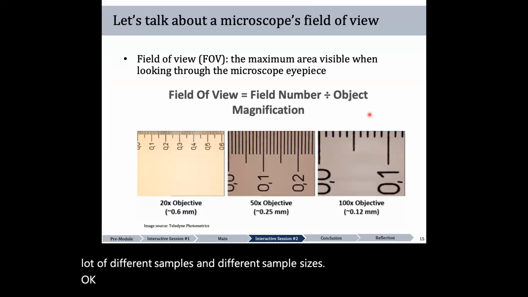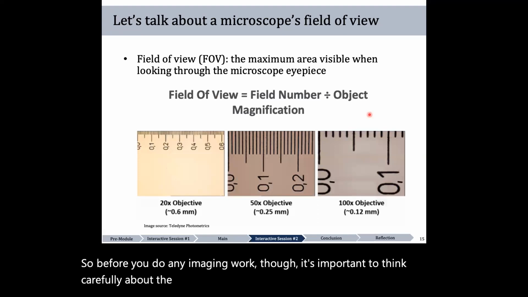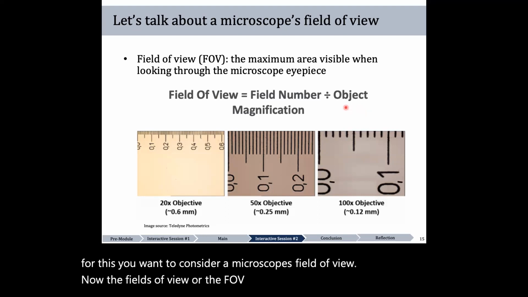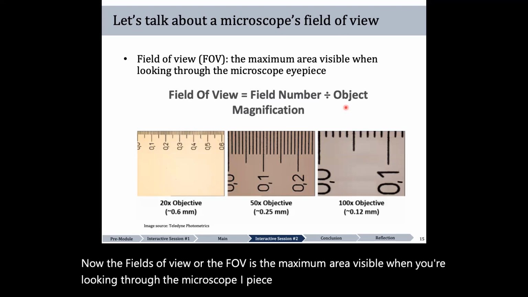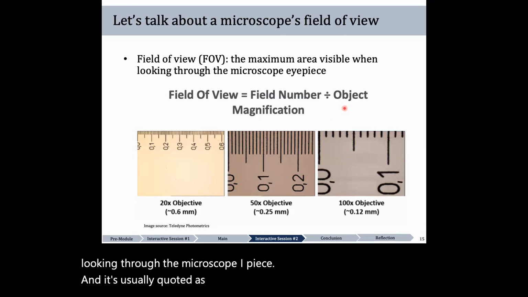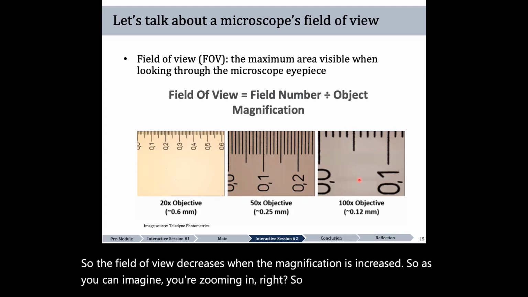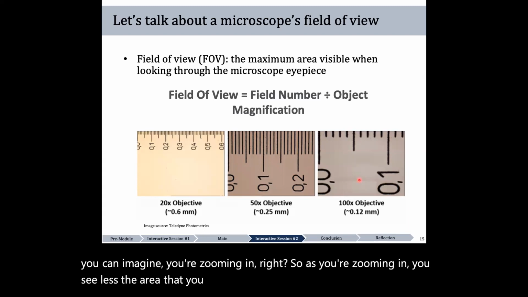Okay, so before you do any imaging work though, it's important to think carefully about the magnification that you want for your experiments. So for this, you want to consider a microscope field of view. Now, the field of view, or the FOV, is the maximum area visible when you're looking through the microscope eyepiece. And it's usually quoted as a diameter measurement. So the field of view decreases when the magnification is increased. So as you can imagine, you're zooming in, right? So as you're zooming in, you see less, the area that you're looking at is smaller, but at the same time, you have greater resolution.